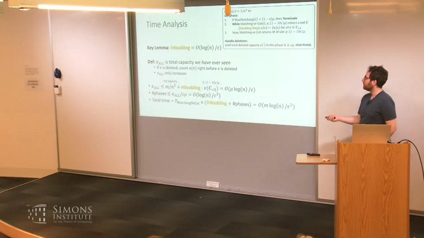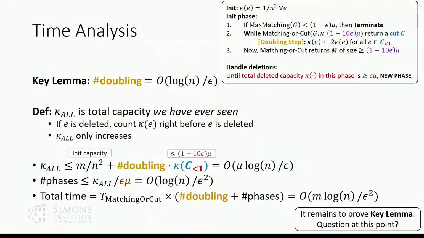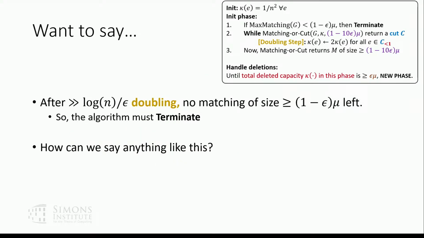Okay. So it remains to prove the key lemma. So let's do that. We want to prove that the total number of doubling steps is like log n. I think it's a nice proof. It's not complicated. It does feel a bit ad hoc, and so I had this whole thing of, can we do a better proof? It sounds like that problem has been resolved. So there is a better proof, but you're going to hear the slightly more ad hoc proof.